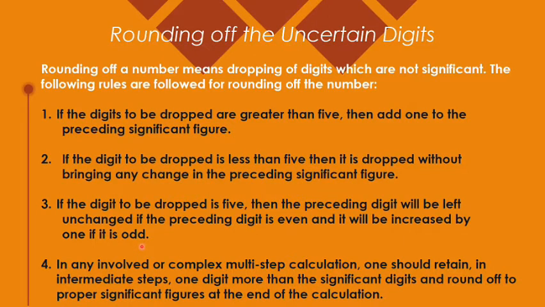So in both cases, whether I have 2.65 or 2.55, on rounding off I get the result 2.6. This you have to understand. This heading is very important. When the digit which is dropped is 5, then the preceding digit will be left unchanged if the preceding digit is even, and it will be increased by 1 if it is odd.